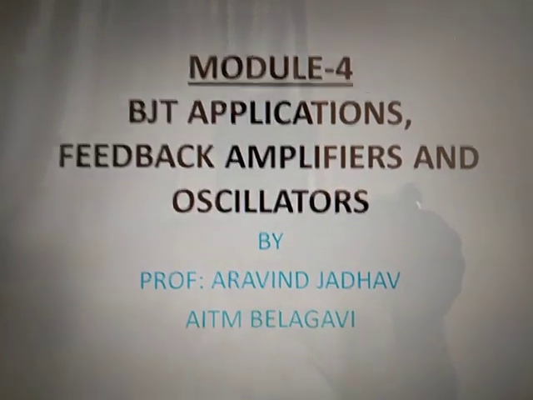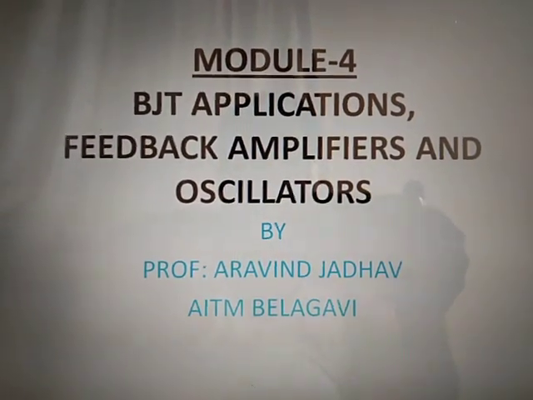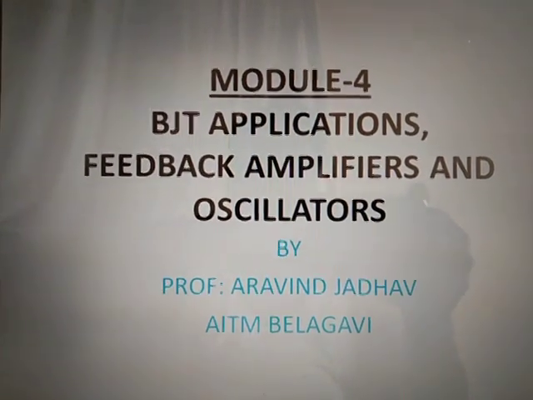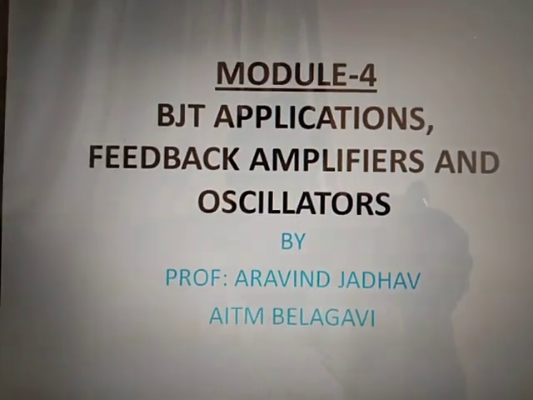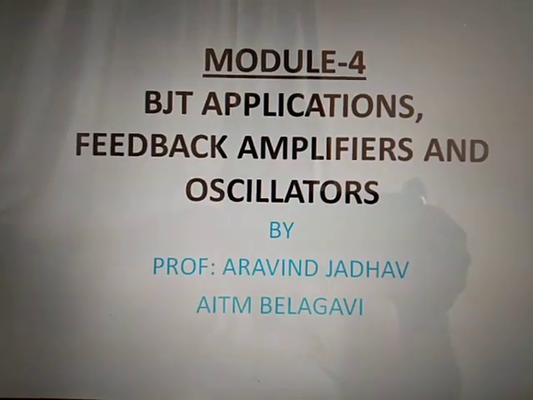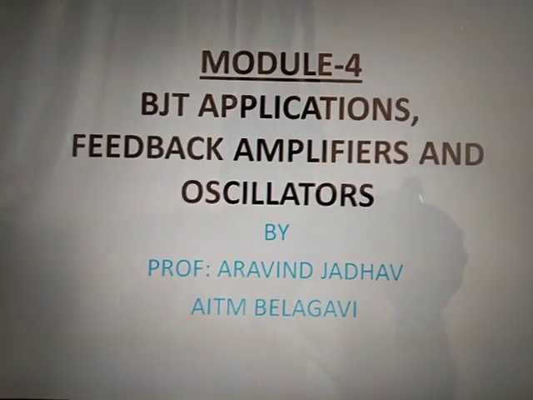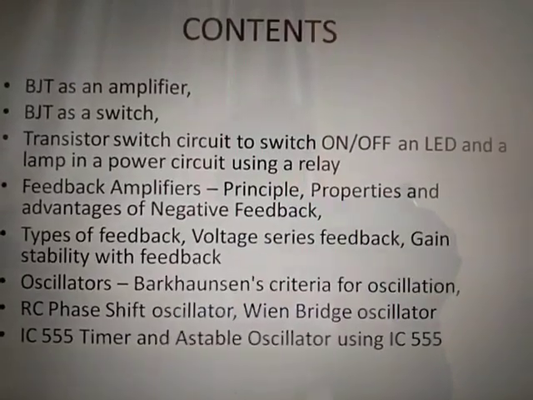In module number 4, there are 3 parts covering different aspects. First one is BJT applications, bipolar junction transistors. Second one, amplifiers, that is feedback amplifiers. And third one, oscillators. This is module number 4, and we are going to discuss it one by one.